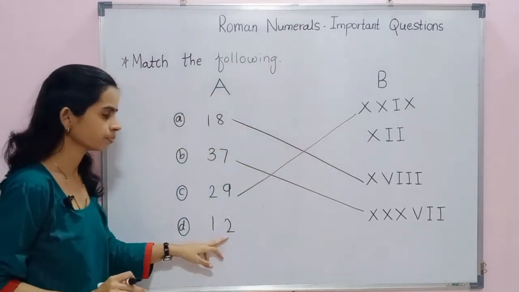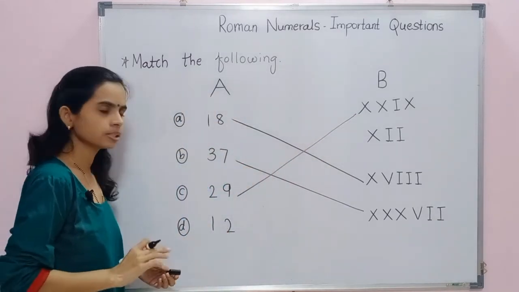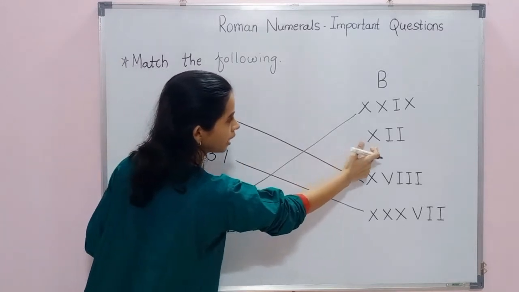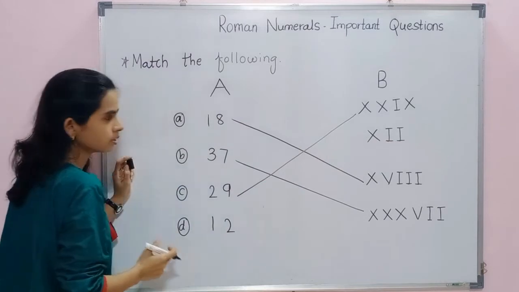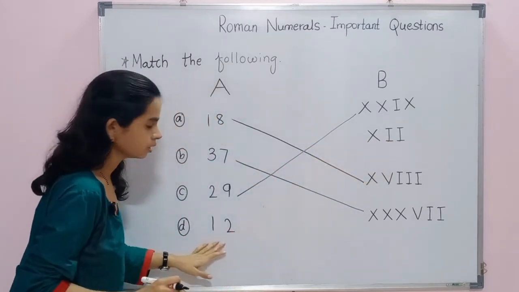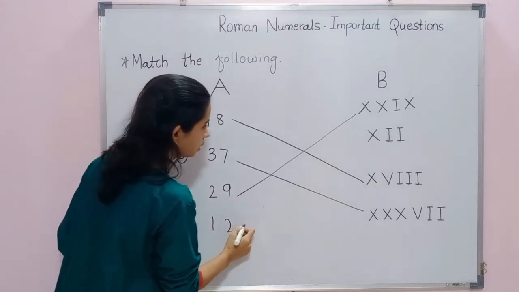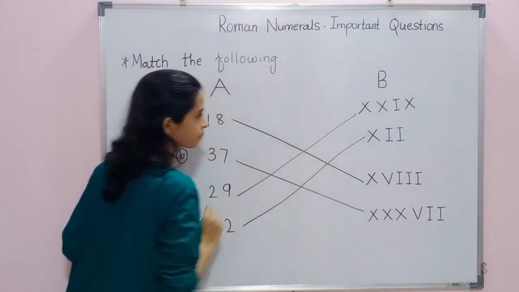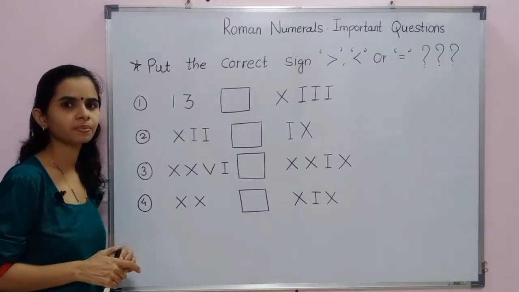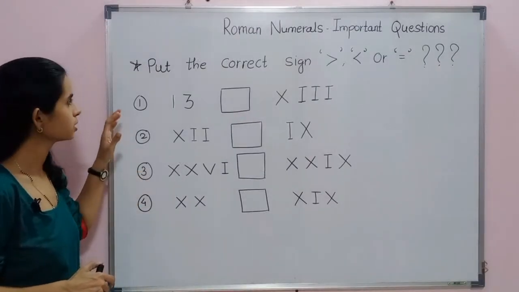Then 12. 12 means 10 plus 2. The remaining symbol is XII. This symbol can represent the number 12. So we will match it. In this way you can solve this type of questions. Let's move to the next question.